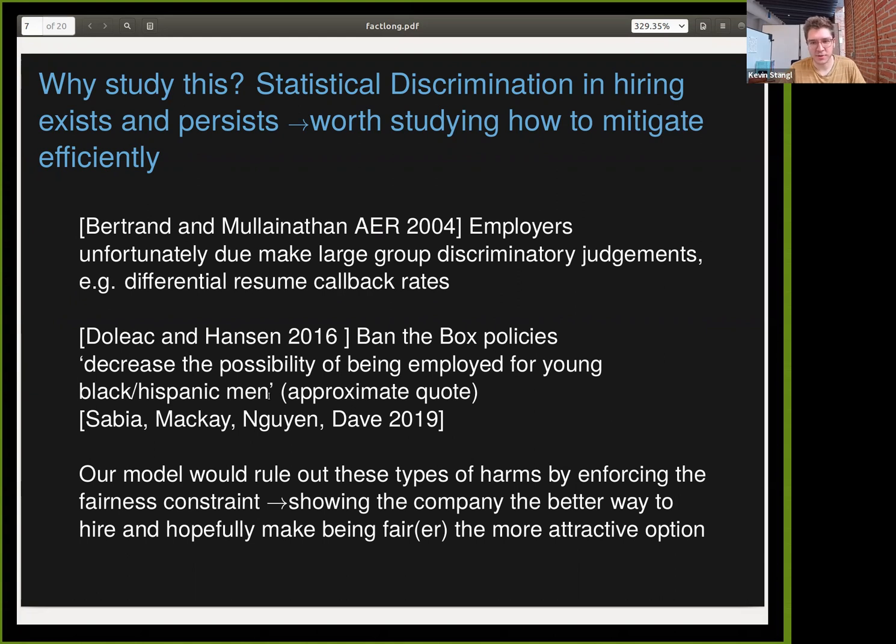And whether or not this is the rational thing to do, I don't think it is, and I think a lot of people would argue it's not. But it's a thing that humans unfortunately do in practice, and it's a good question here: is this automated statistical discrimination, or is it humans doing it? It's probably a mix of both in practice. And in hiring, it exists and persists, and so I think it's worth studying how to mitigate it efficiently.